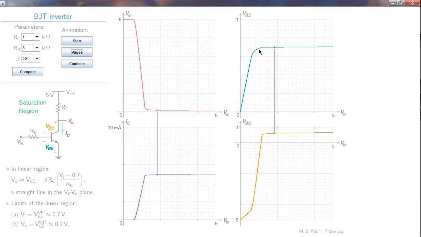and beyond this point things are not really going to change except for the input voltage. What happens to the extra voltage? This is increasing, this is constant, so the extra voltage gets dropped across RB. So things really don't change after this point.